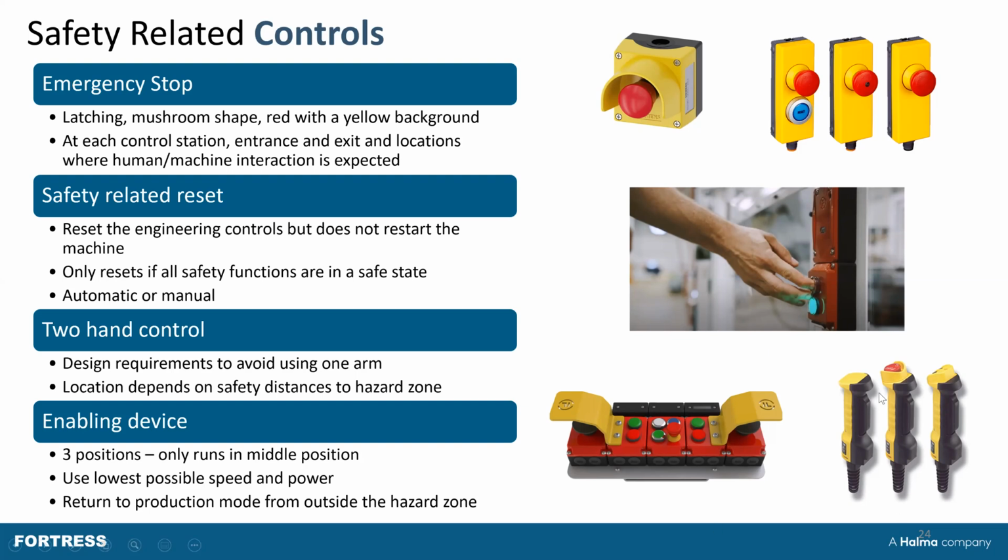Enabling devices, again, are super useful if you do need someone to be in a dangerous area, because if they either drop it or squeeze it too hard, it immediately stops the machine. So some really useful little things that you can use as well. And again, there are going to be requirements and suggestions in Type C standards of which are best in different areas, but hopefully pointing out some different options is useful as well.